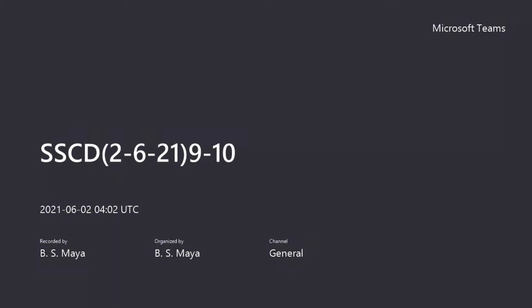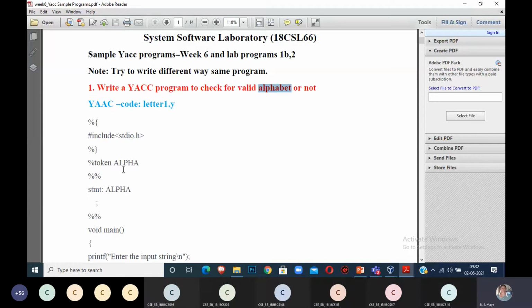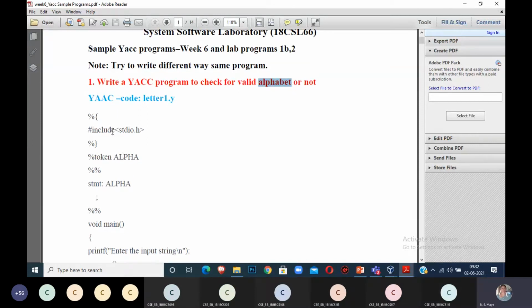For that, you have to see your input. The input is alphabet. For that, I have to write what is your token. First you write your definition section. Then you have to mention the token name. The normal representation of the token name is uppercase letter only. You can write lowercase, but the conventional notation is uppercase.